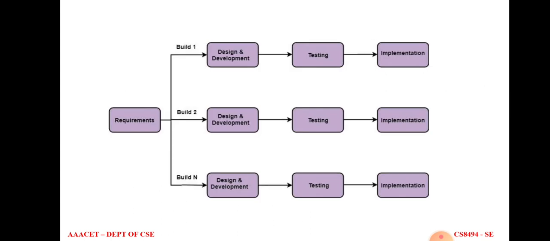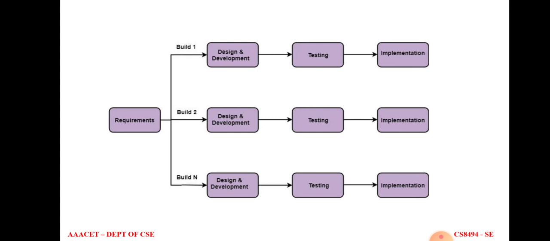This is the diagrammatic representation of the incremental model. You can clearly see that initially the requirements are gathered from multiple customers or end users. After that, the project is divided into multiple modules. Consider there are 3 modules.